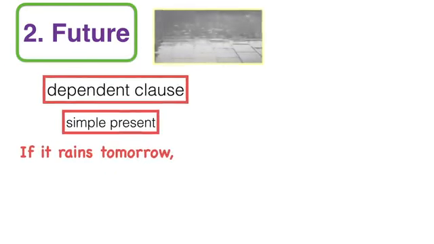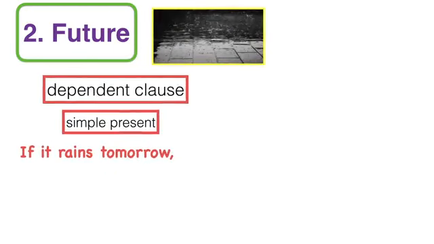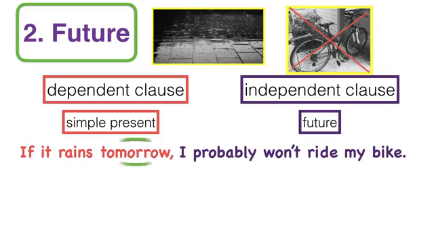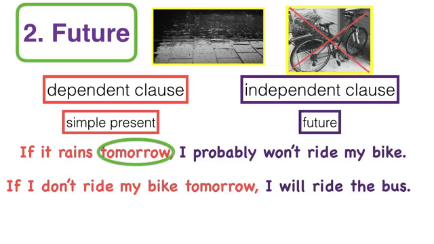To talk about the future, again, we'll have the simple present in the if clause and the future with will or be going to in the independent clause or the result clause. If it rains tomorrow, I probably won't ride my bike. Do you see the key word here that tells us it's the future? Tomorrow, that's right. Here's another example. If I don't ride my bike tomorrow, I'll ride the bus. These are true statements about the future.